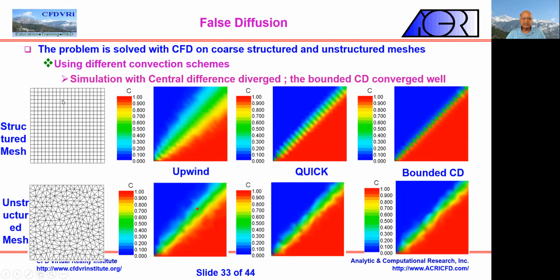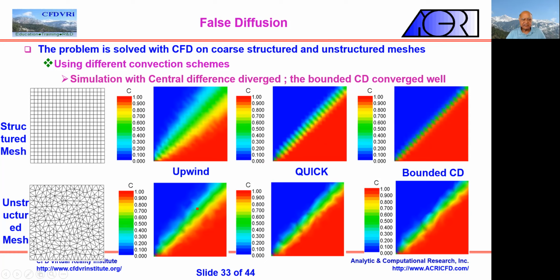Let's say we use a structured square mesh. Upwind will create this big diffusion front. QUICK controls it better, but look at these oscillations, which show the instability, right? This is the instability that's created quite often by higher order schemes. If you do a bounded CD, then you get even smaller diffusion, but again, you see the unphysical representation of the fluctuations here, right?